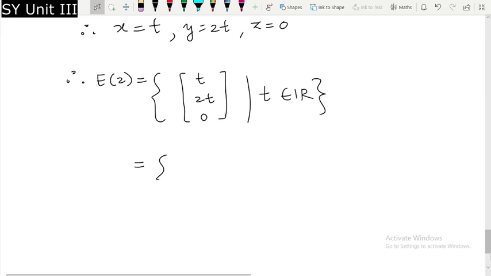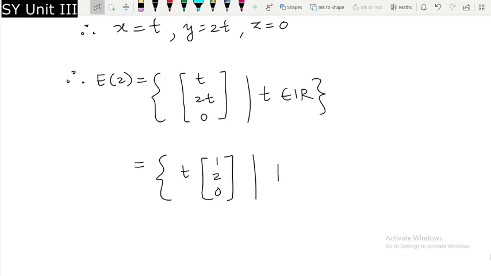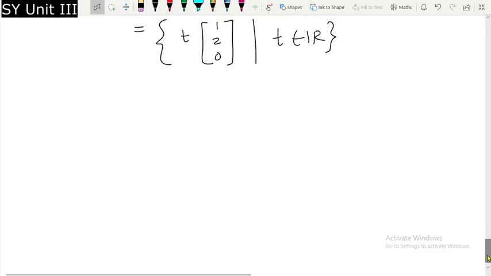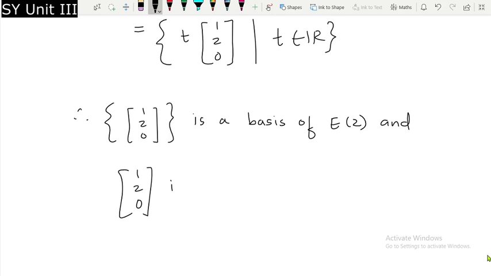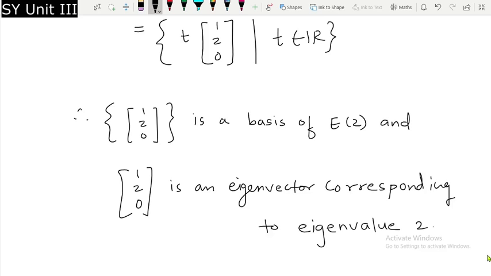So which is further equal to, the set of all, if you take that t out, what is left out? (1, 2, 0) such that t belongs to R. So we got the eigenspace. Now what is the basis? Therefore the basis is the set {(1, 2, 0)}, a basis of E of 2. And what is the eigenvector? (1, 2, 0) is an eigenvector corresponding to eigenvalue 2.